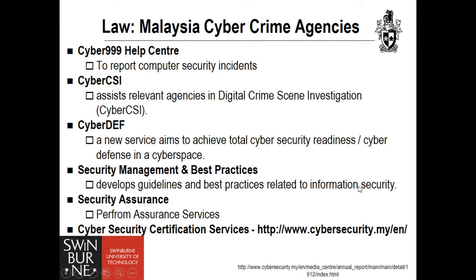Okay, this is the agency for Malaysian cybercrime. So this is the example for the agency. For Cyber999 Help Centre, the purpose of this agency is to report computer security incidents. Cyber CSI is to assist relevant agencies in digital crime scene investigation. Cyber DEF, a new service aimed to achieve total cybersecurity readiness, cyber defense in cyberspace. Security management and best practice: it developed guidelines and best practice related to information security. Security assurance: it performs assurance services. And the last one, cybersecurity certification service. This is for certification.